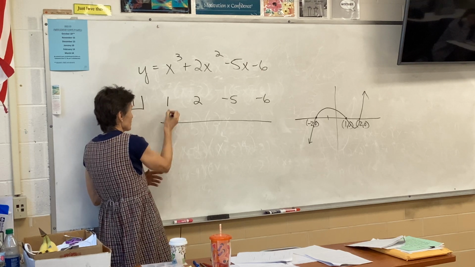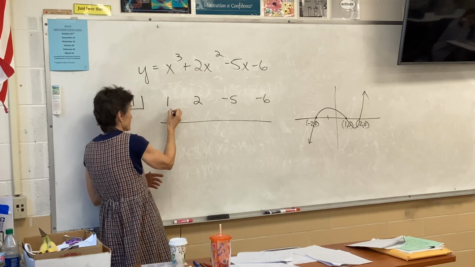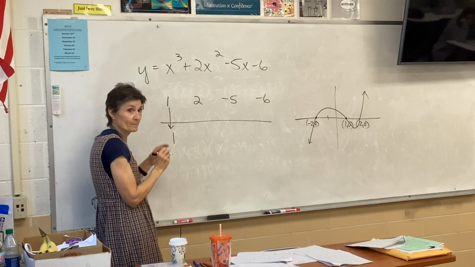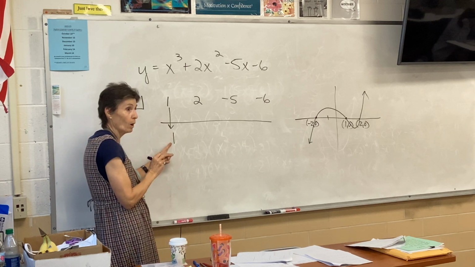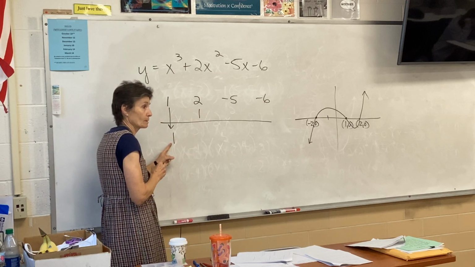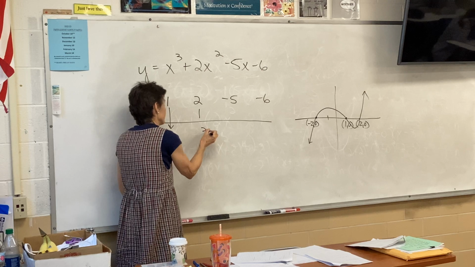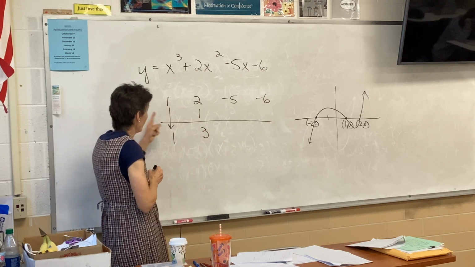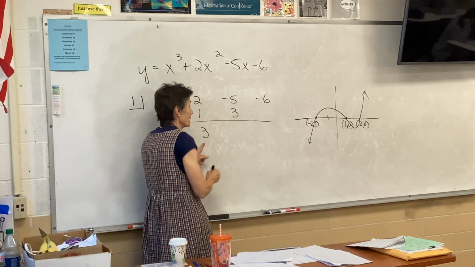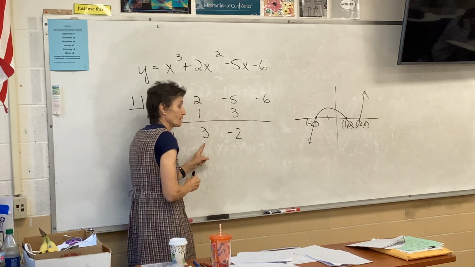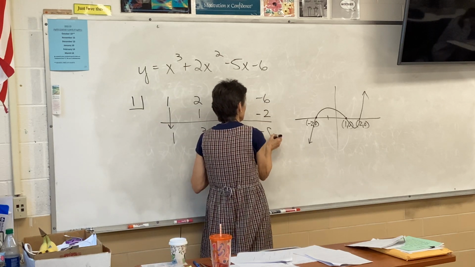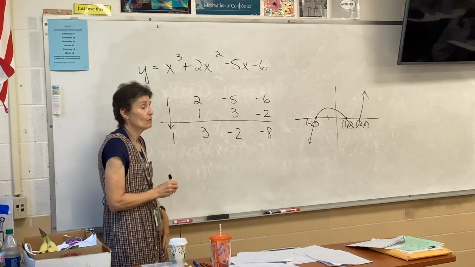When I do synthetic division, whatever this first number is, I bring it straight down. Is this looking familiar? Then I take 1 times 1 and write the answer here. Then I add. Then I take 1 times 3 and write the answer here. And I add. 1 times -2, write the answer here, and I add. Oh, shoot.